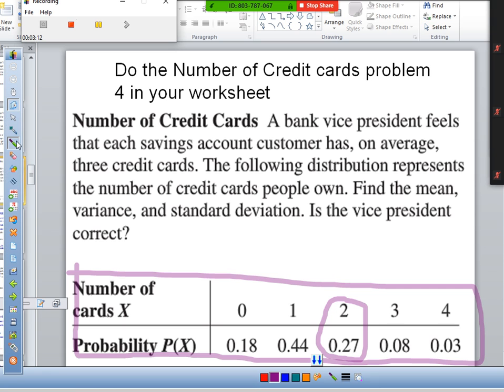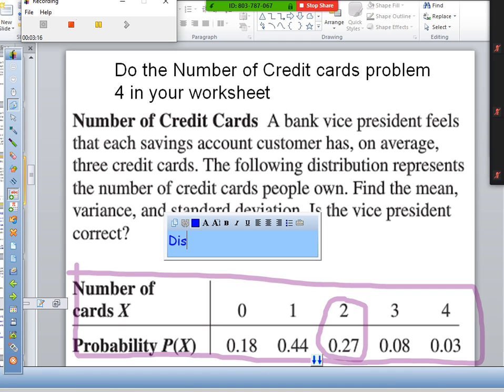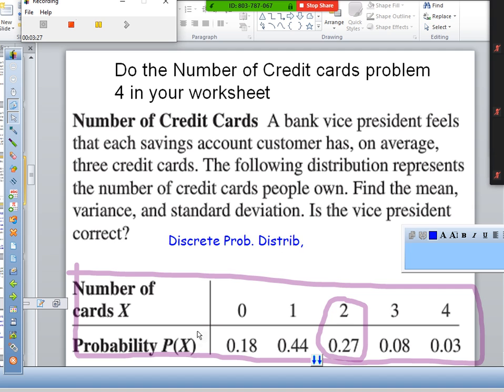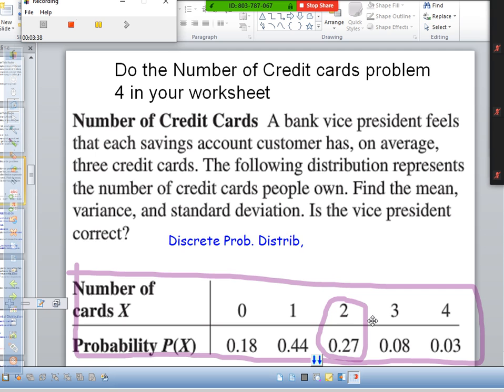This is a discrete probability distribution where I'm just giving it to you and saying, here it is. And it's a table. If I give you a table or give you the data to put into a table, then that's a discrete probability distribution. And all you have to do is look at the numbers.